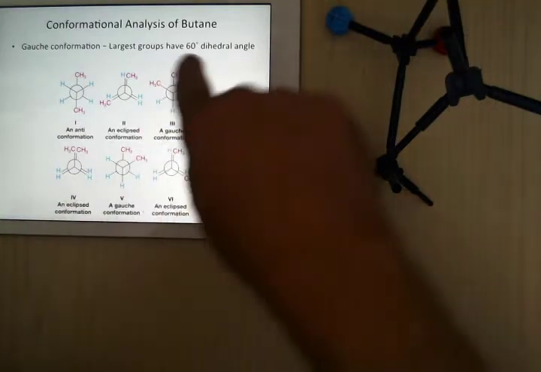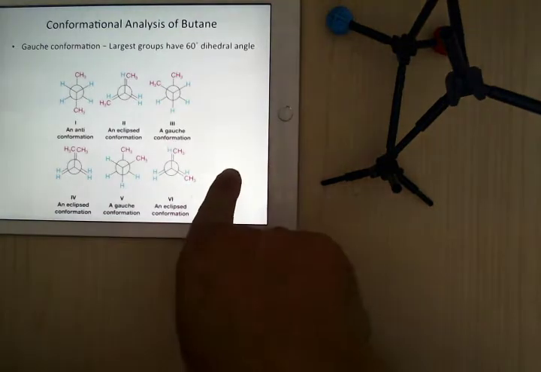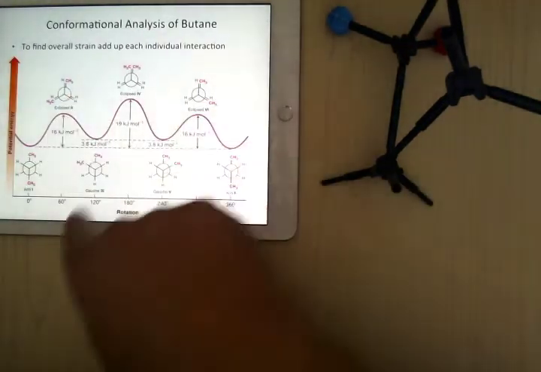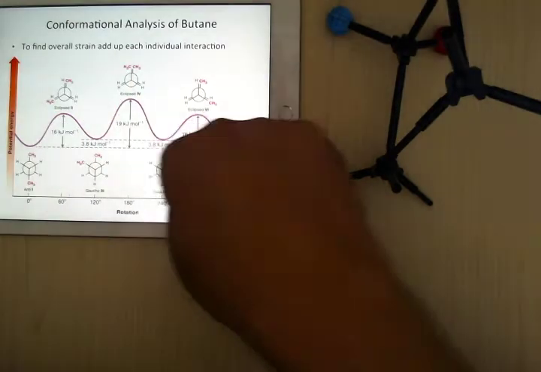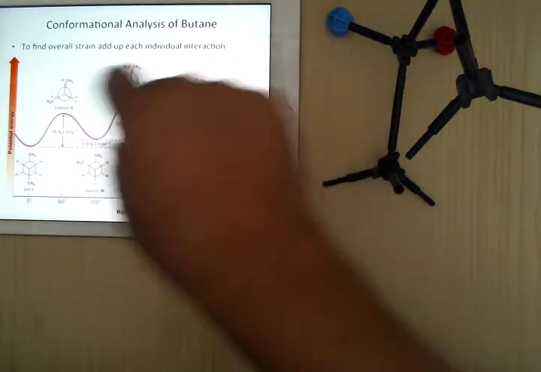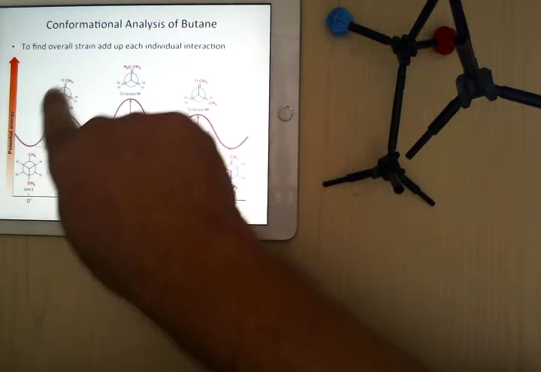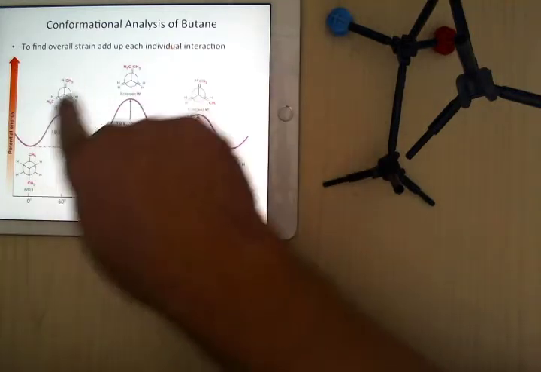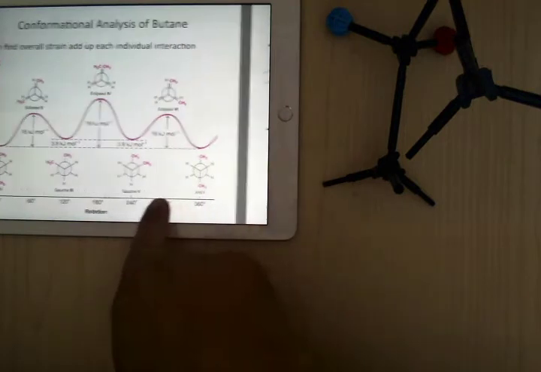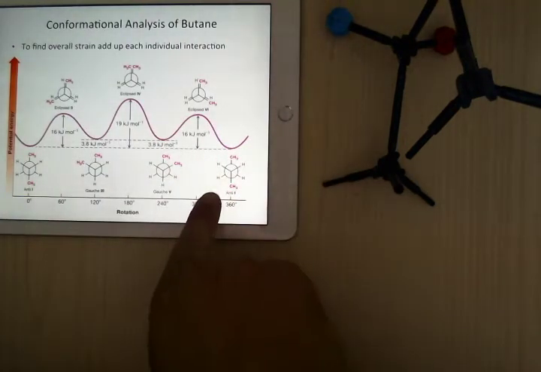So this one here, just to highlight the gauche, the biggest groups are 180 degrees from each other. If you were to add all these interactions up and plot them as you rotate around, you end up getting this sort of bumpy curve. Notice how the heights are a little bit different, because for here this eclipsing interaction, if you add those up, isn't going to be nearly as high as having the 2 methyl groups. And so that's how you would plot these.